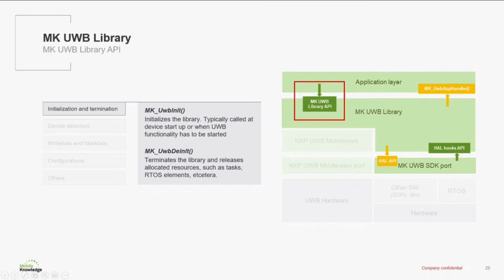As we've just seen, the MK UWB Library API is the main API that the application calls to trigger some action or to change some behavior in the library. Before calling any other methods, MK UWB init must be called by the application so that the library starts up and initializes any resources needed. On the other hand, MK UWB uninit terminates the library and releases all the resources. No other API should be called after terminating the library, except of course MK UWB init, which will start the library again.